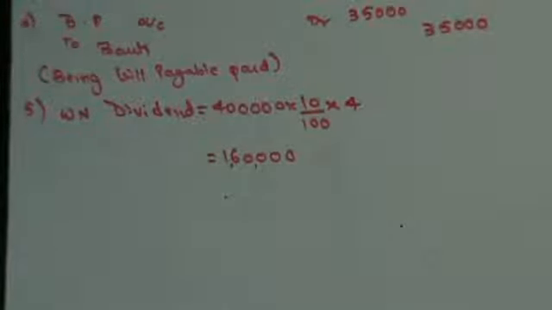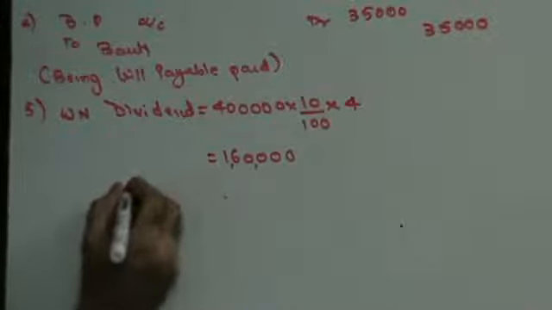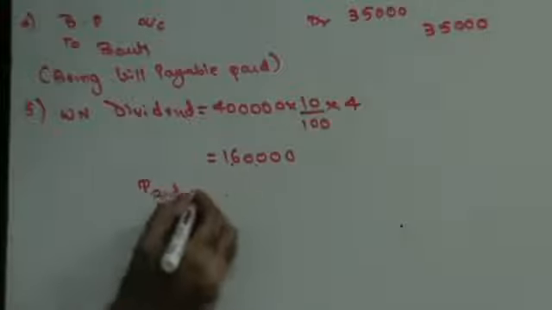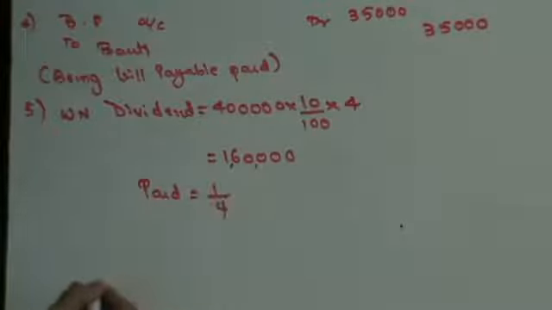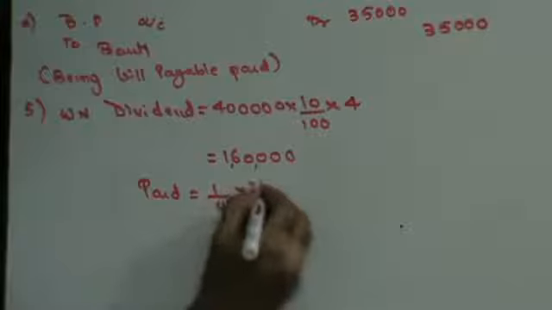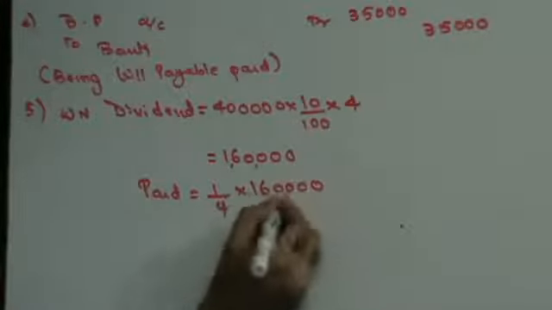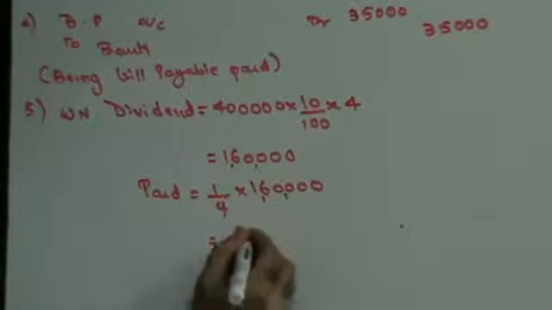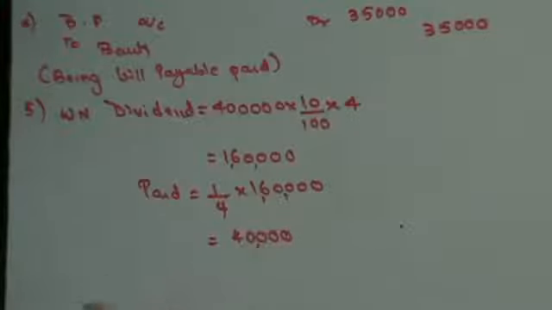I remember explaining this word to you. Waived means cancelled. Okay? And the balance paid in cash. If 3/4 is waived, that means 1/4 is paid. 3/4 is cancelled. That means 1/4 is paid. So that is 1/4 of 1,60,000. That is 40,000 is paid. Paid. Money is going out.